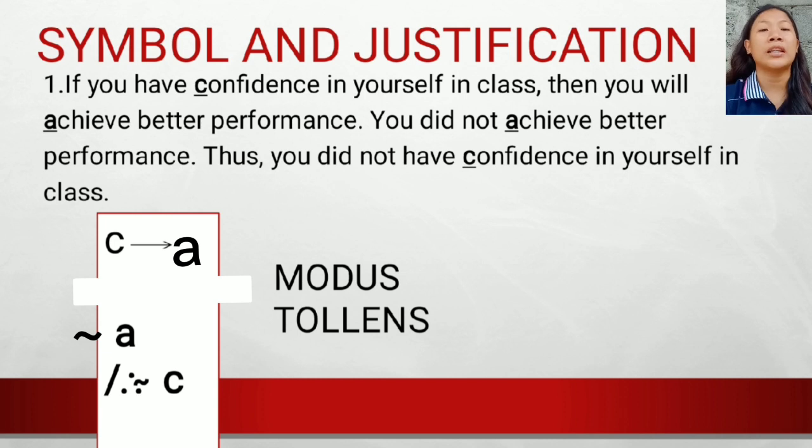So, yung nauna nating statement is, if you have confidence in yourself in class, then you will achieve better performance. And yung sumunod is, you did not achieve better performance. So, sa dalawang statement na to, makikita natin or mababasa natin sa argument na meron tayong dalawang premise. So, ano nga ba yung premise na tinatawag natin? For us to understand, a premise consists of a sequence of statements followed by the final statement which is our conclusion. So, yung final statement natin is yung conclusion natin.